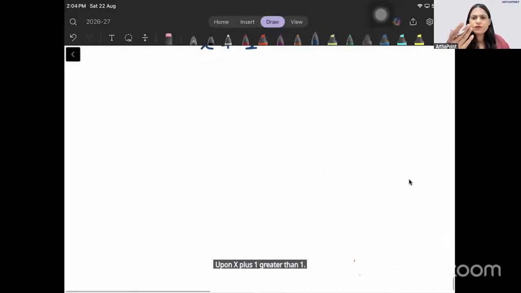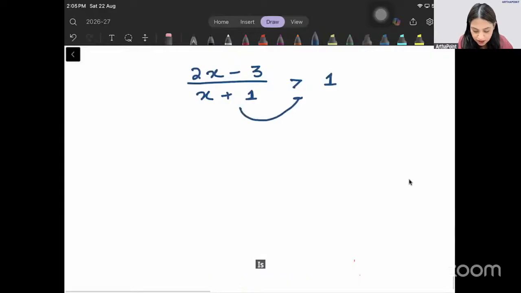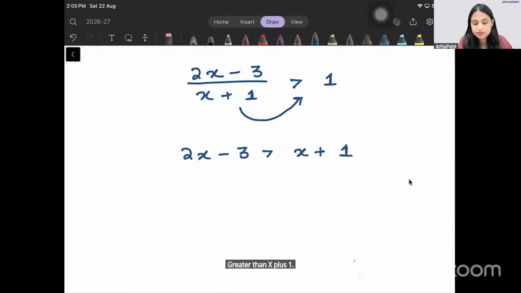मैं आपको बोल रही हूँ इसको solve करो. 2x minus 3 upon x plus 1 greater than 1. So mostly what students will do is they will take this on the other side. 2x minus 3 greater than x plus 1. यही होगा आपका फर्स्ट स्टेप. आप हमेशा इसको यहां लेके जाओगे. And then what students will do, कि वो x को एक साइड पे ले आएंगे और numbers को एक साइड पे ले आएंगे.